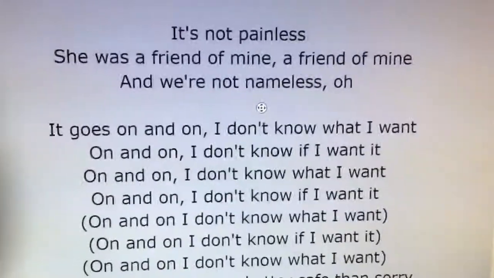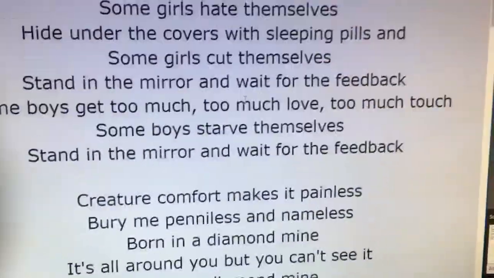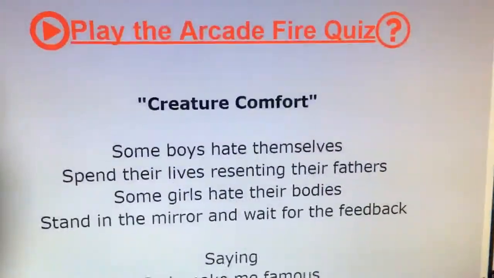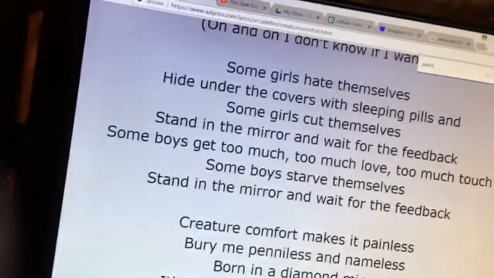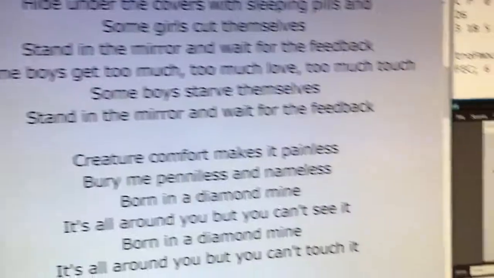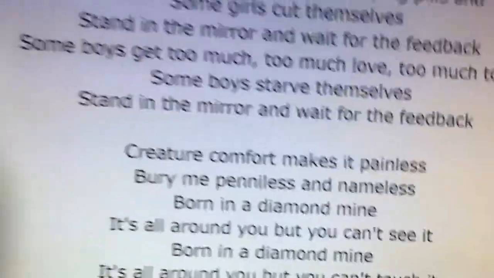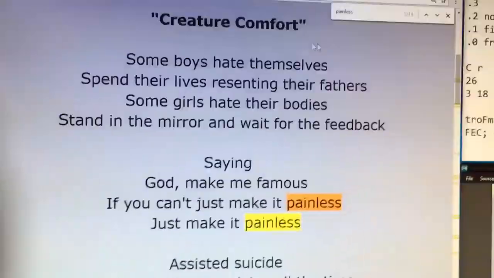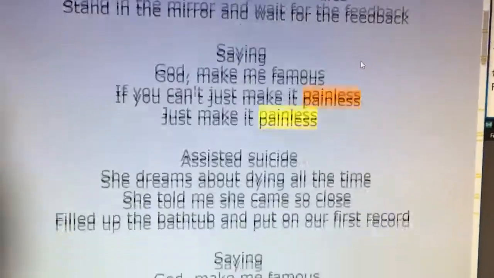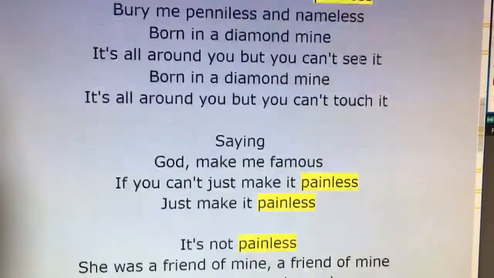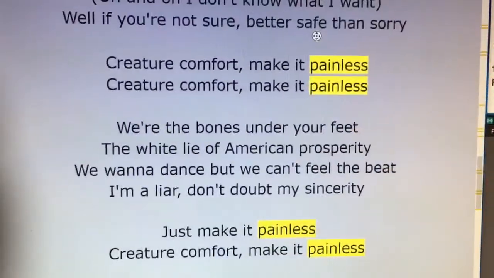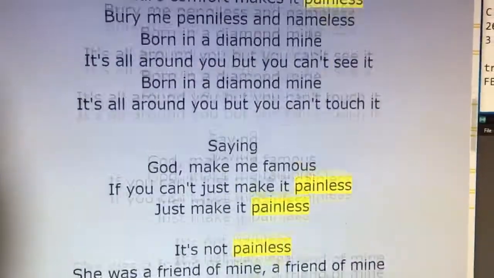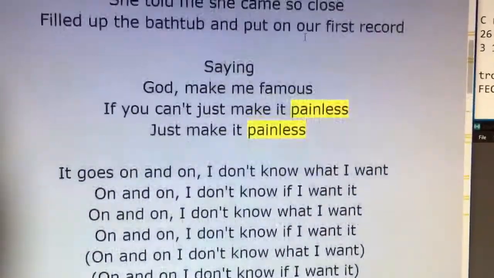Okay? Hold on a second. Why? Okay, hold on. Control F. Of course I spelled it wrong. Painless. Okay? That's like an interesting word that they have everywhere. A lot of painless. Oh my god. Now check it out.